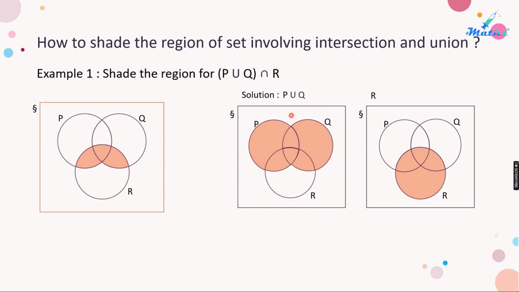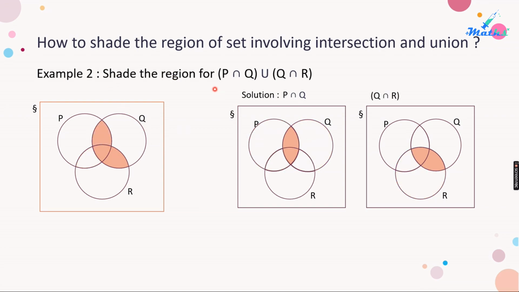P union Q. For P, we check all elements of set P and all elements of set Q is here. For R, we just check the R. So now we combine it, P union Q, and R. We just find what are the elements, what is the place that are same with the R. Is these 3.